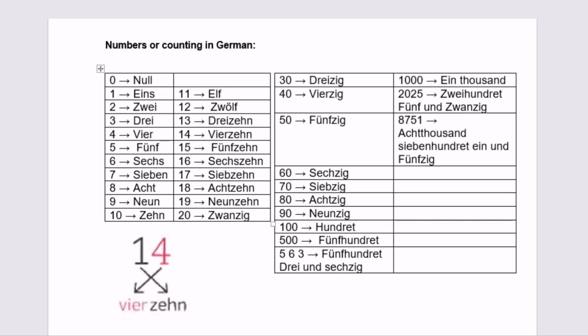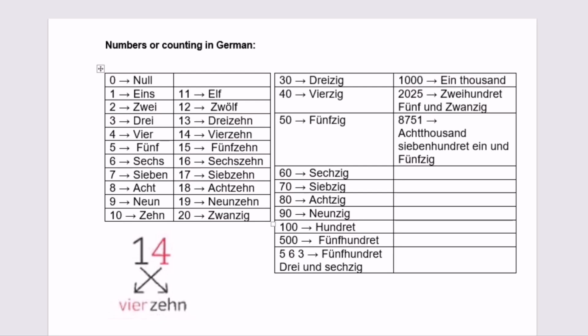Then we have 3, 4. Here it's V, but it sounds like F, 4. 5, 6. Here we have S, but it sounds like Z, 6. Then 7, 8, 9, 10. Okay, so now we have 11, 12.